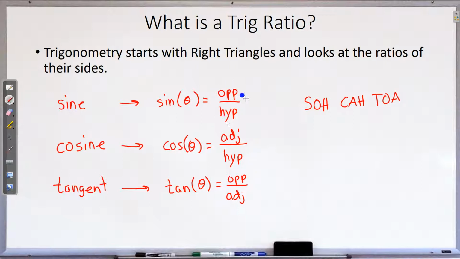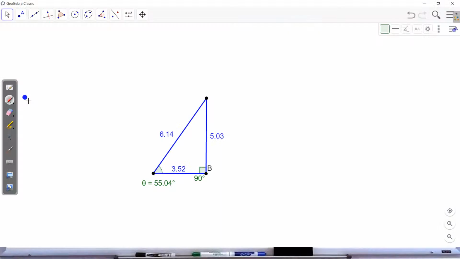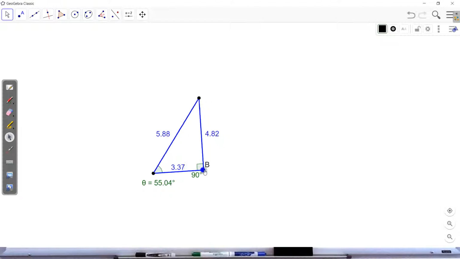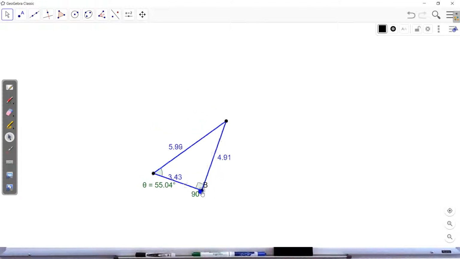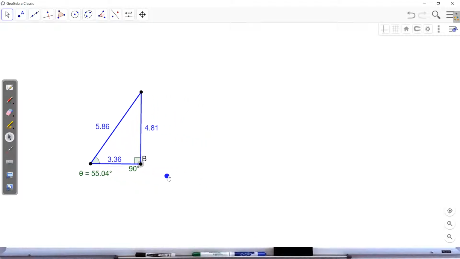But so these ratios, these fractions are set for certain angles. And I want to show you how that works, where these numbers for sine, cosine, and tangent actually come from. So here is our right triangle. And I've set up this right triangle to have a 55-degree angle or something pretty darn close to it. And no matter where I move this triangle, that 55-degree angle stays, and so does the 90-degree angle to make sure we have a right triangle.